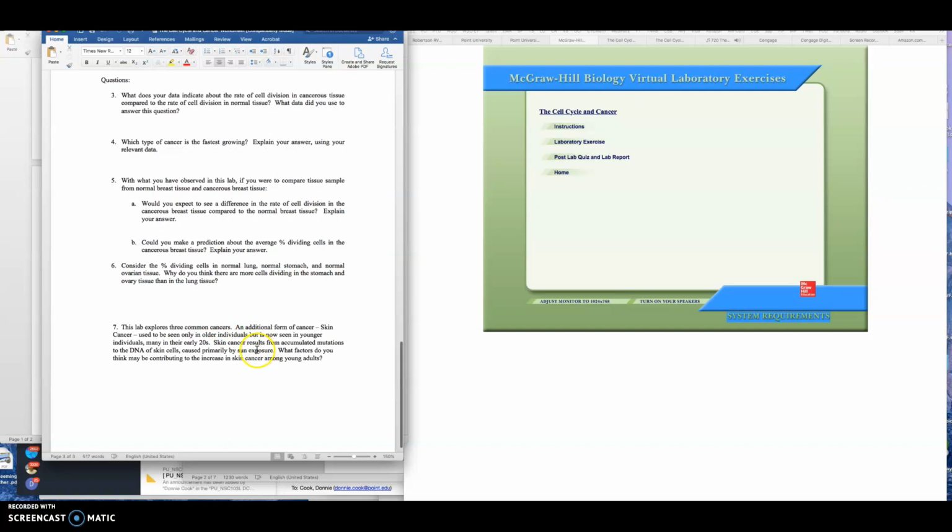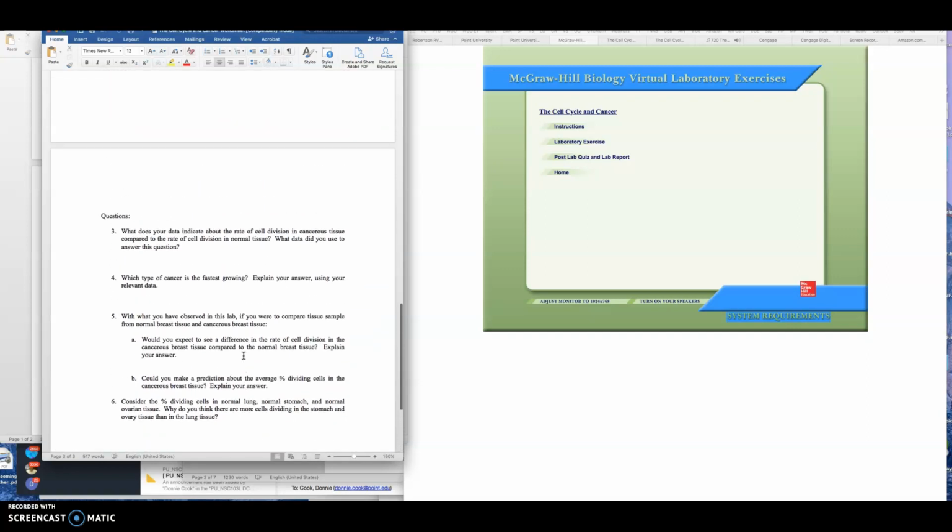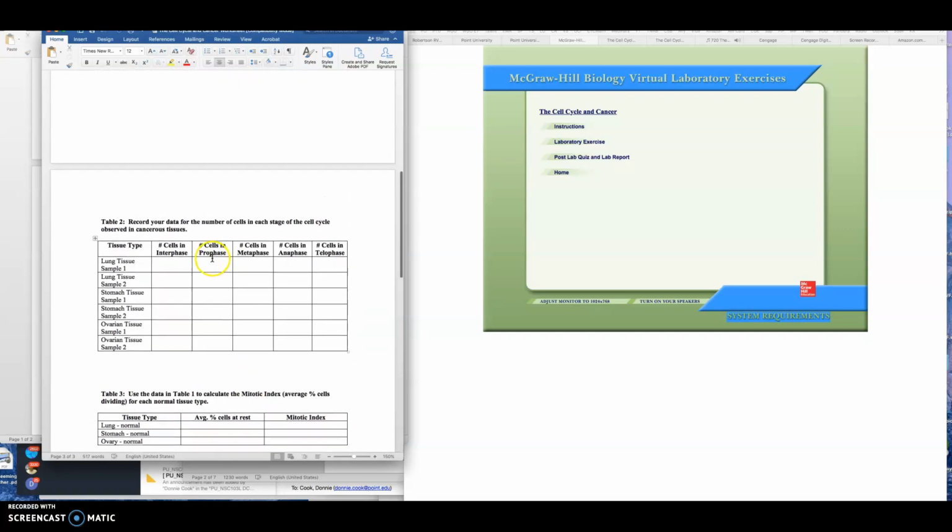So skin cancer, what's this? And that's just kind of an opinion question, number 7 there. So hopefully that gives you a little bit of insight, and then we can talk on the phone as well.